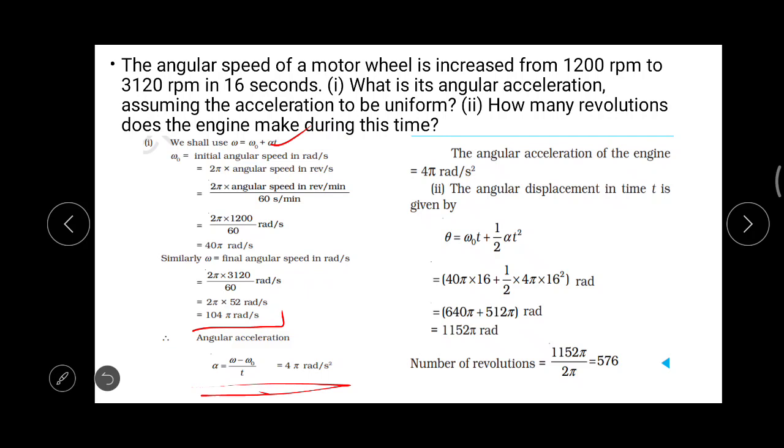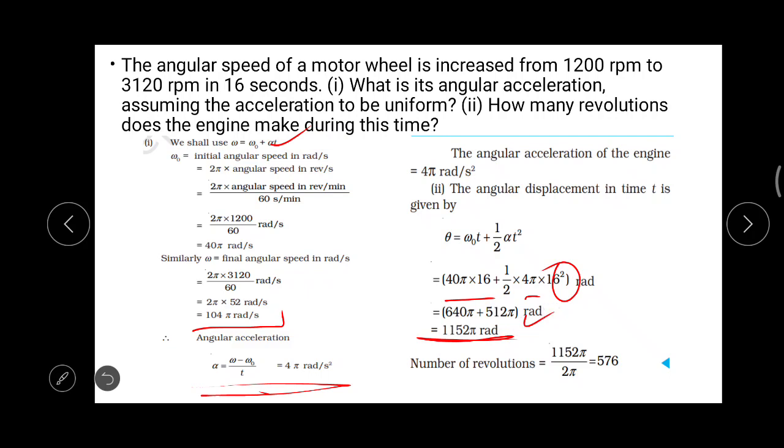Substituting these values in the equation theta is equal to omega 0 t plus half alpha t square, you will get 40 pi, which is omega 0, into t, that is 16. Plus half into the alpha value, 4 pi, into t square, that is 16 square. So 640 pi plus 512 pi radian, that is the angular displacement, and the unit is radian.